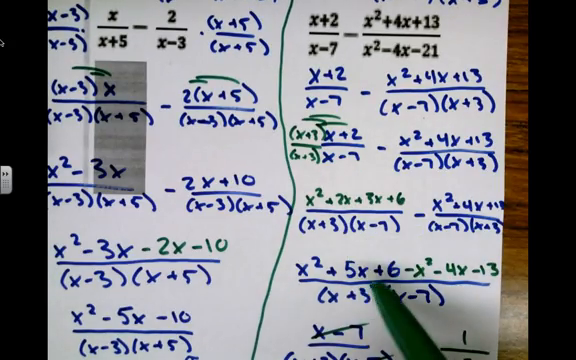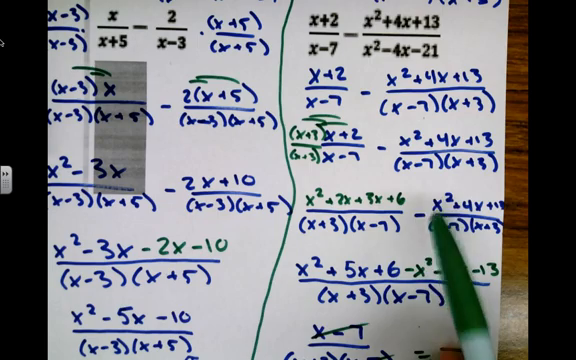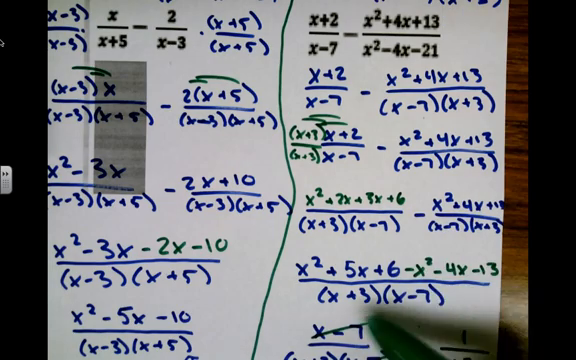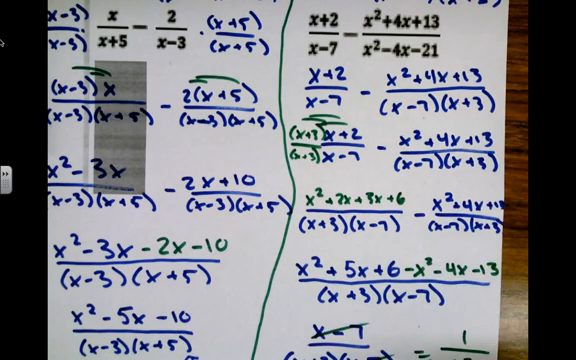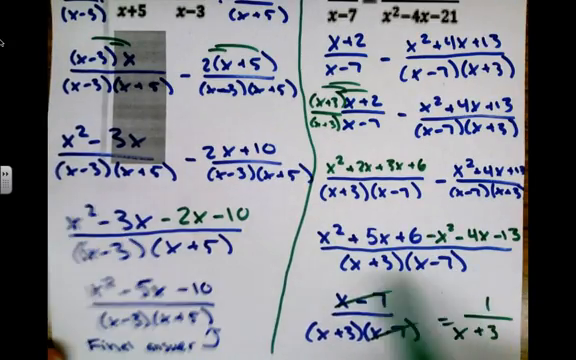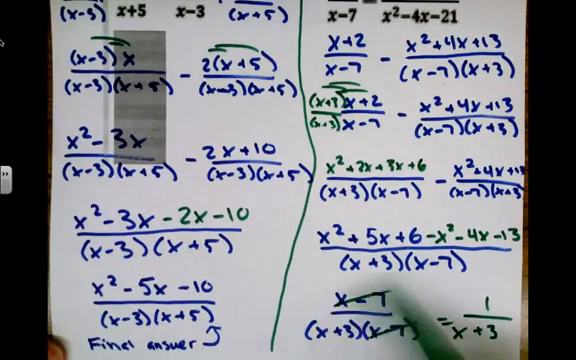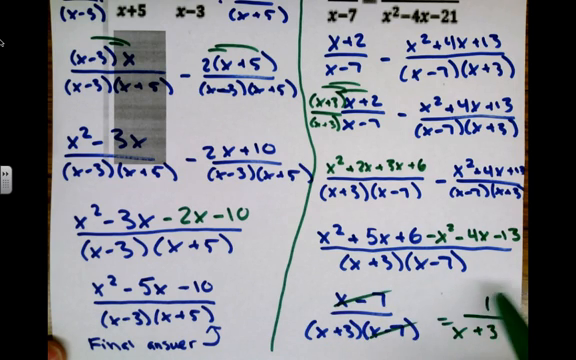And again, just like the last time, I combined the 2x and 3x to give me 5x. The negative sign gets distributed to each of those terms, so it would be negative x squared minus 4x minus 13. When I combine all of those things, it gives me x minus 7. And then the x minus 7 on the top and bottom cancel, giving me 1 over x plus 3.